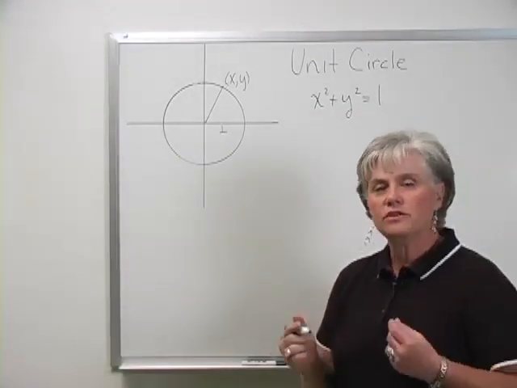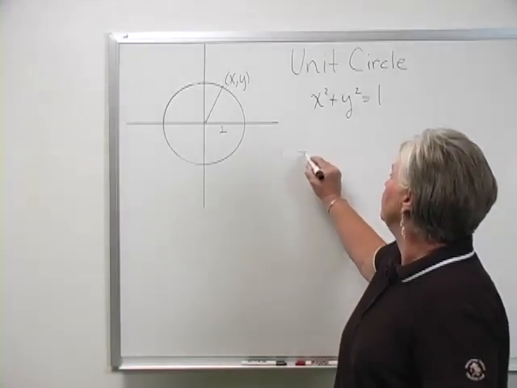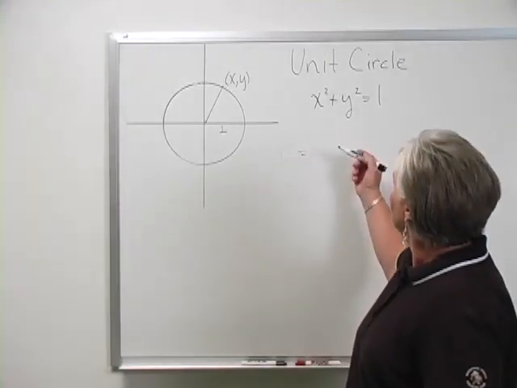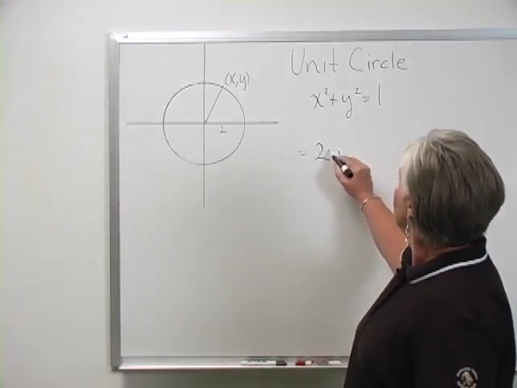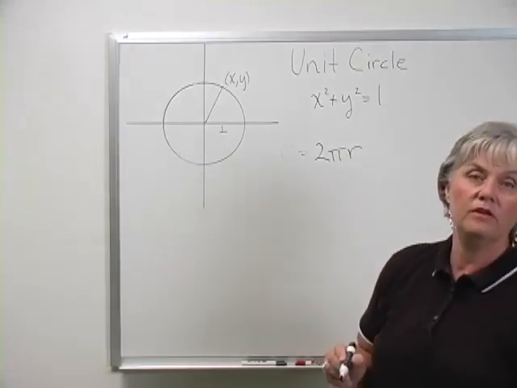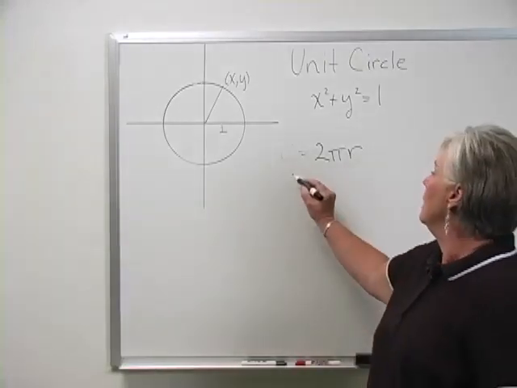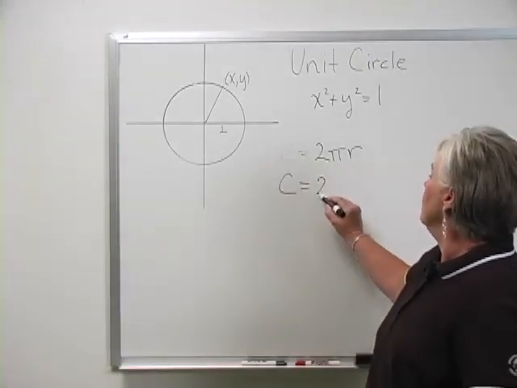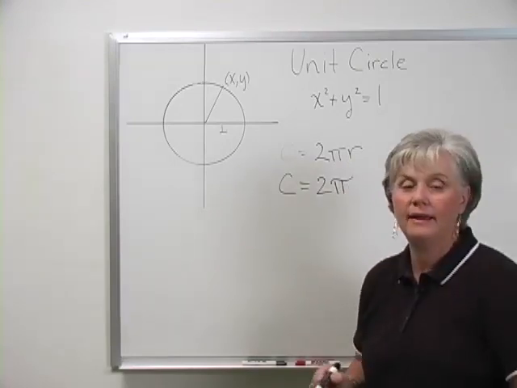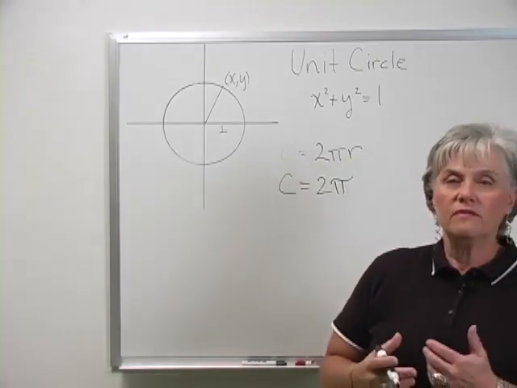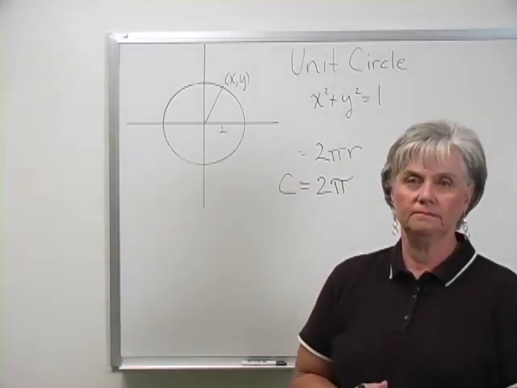Now, we know that the circumference of a circle is equal to 2 pi r, but in the unit circle the radius is 1, so the circumference of a unit circle is 2 pi. Now this is going to help us when we define the trigonometric functions.